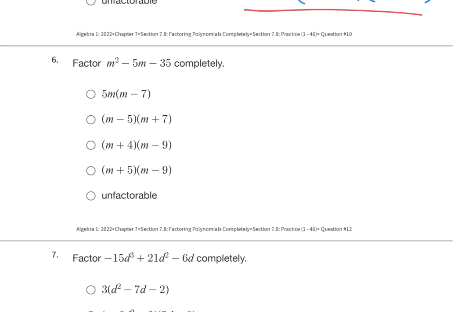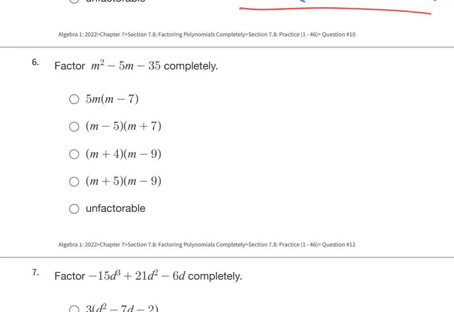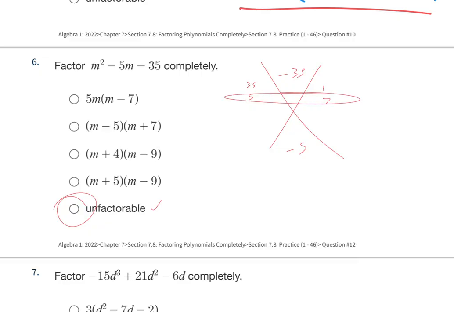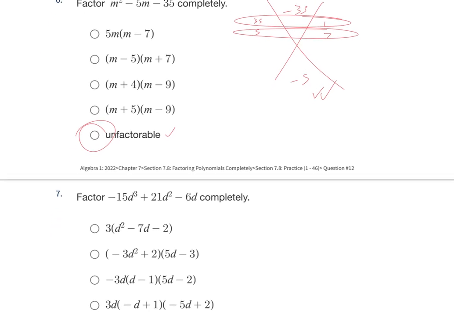Factor this one completely. This is just either regular old factoring or it's going to be unfactorable. And when I say regular old factoring, I mean like negative 35, take 5. So the factors of 35 are, well, there's 35 and 1. There is 5 and 7. Are there any others? I don't think so. So yeah, this one's just unfactorable because 5 and 7 will never give us 5, 1 and 35 will never give us 5. So we're good on number 6.